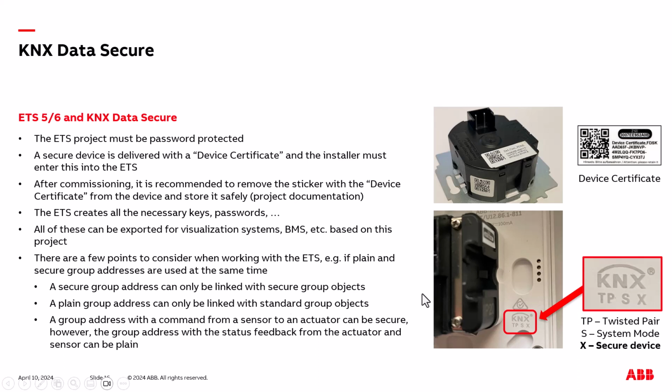By the way, a secure device is also marked here with an X. It can be an IP secure device or a data secure device. You see here, this is the ABB Room Touch. You see here the TP. TP means this is a twisted pair device. S is for system. System, we use the ETS for commissioning. And X here, you see this is a secure device.